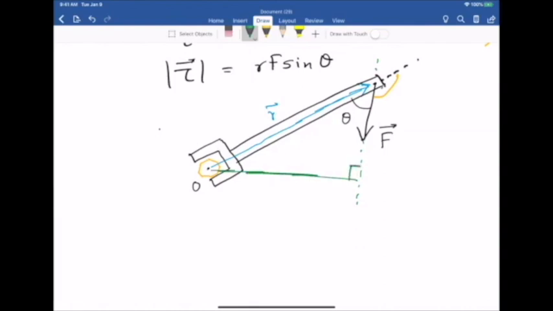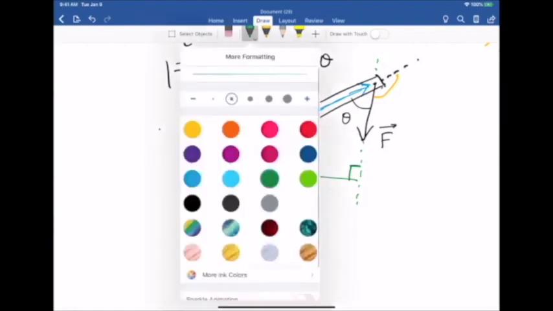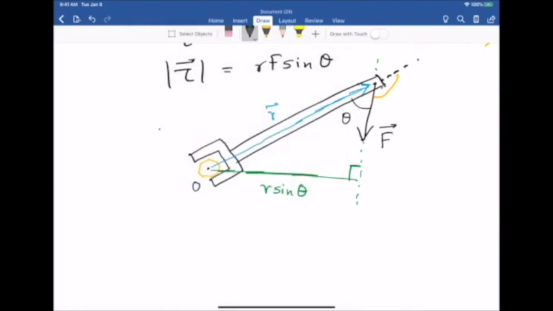Okay. Now from geometry, can you tell me what the length of this green line is going to be? The length of this green line would simply be r sine theta, right? So the torque can be written as, the torque was rF sine theta. So the torque is simply r sine theta multiplied by F. It doesn't matter what order I multiply them in. And you can see that r sine theta is my green line that I just drew, right?